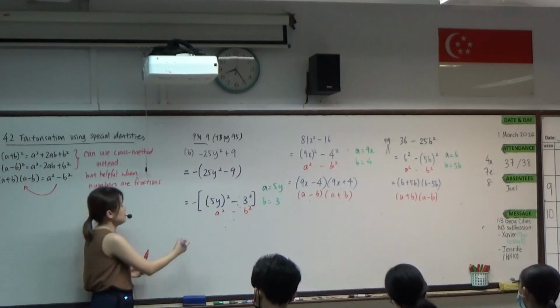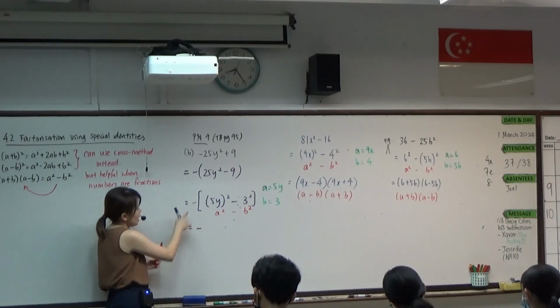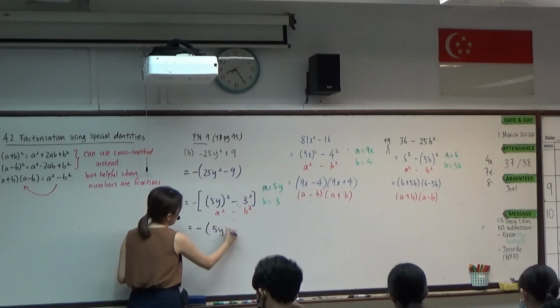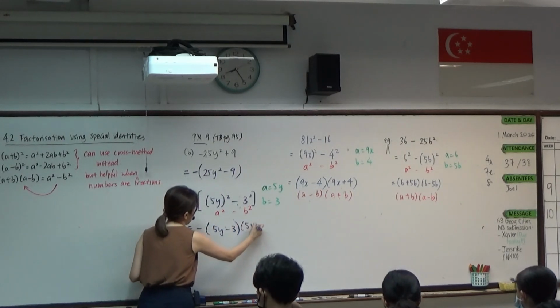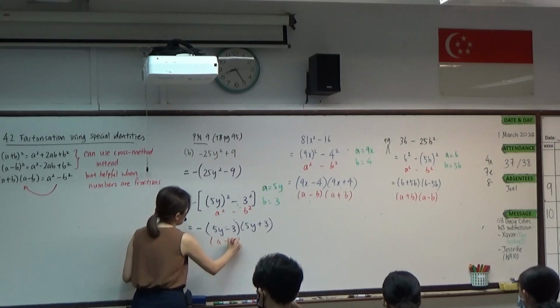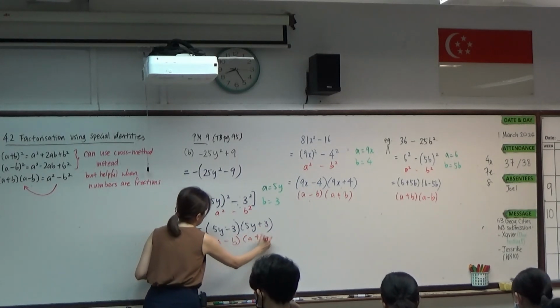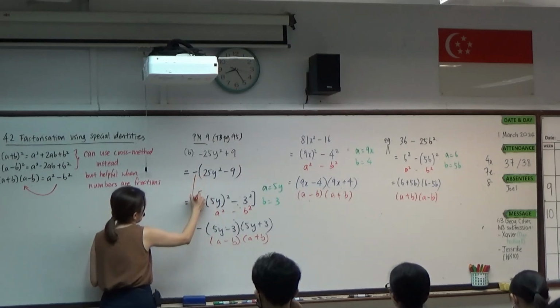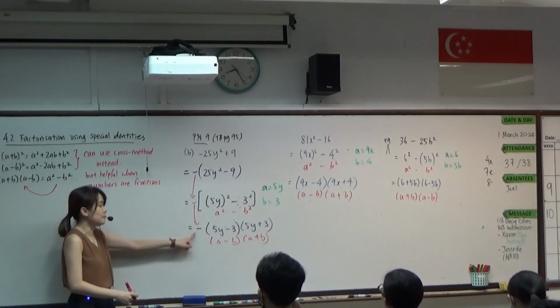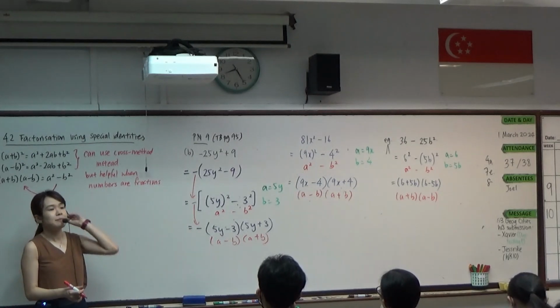Then continuing, I will continue my negative sign, and this will give me negative (5y minus 3)(5y plus 3), because a minus b, a plus b. So the negative sign that was factorized out is to continue on, to be there.